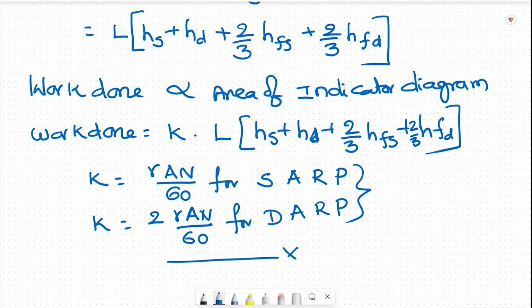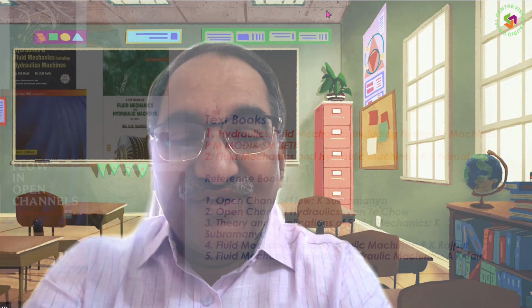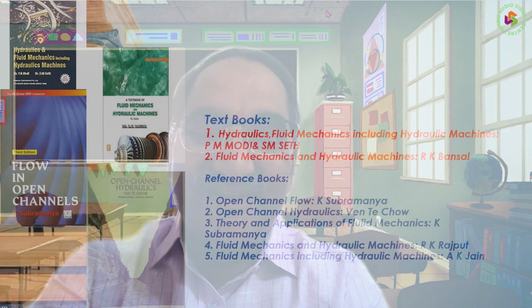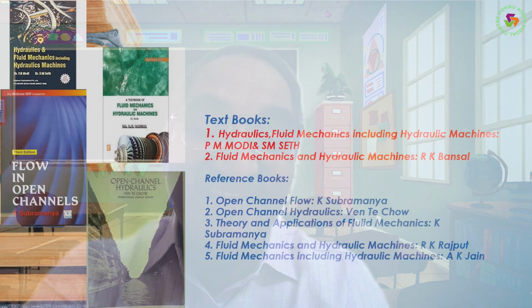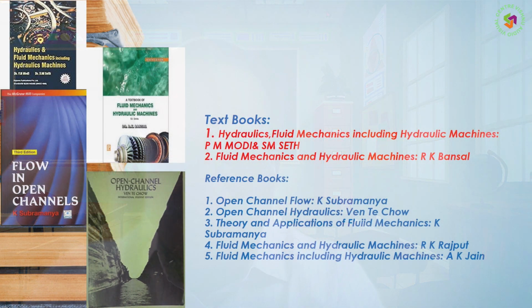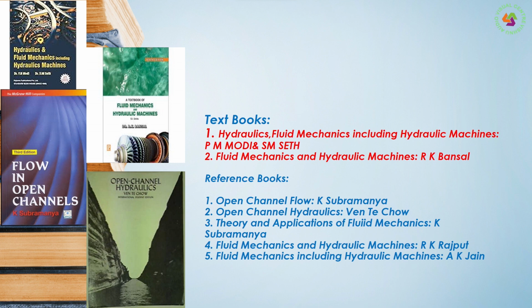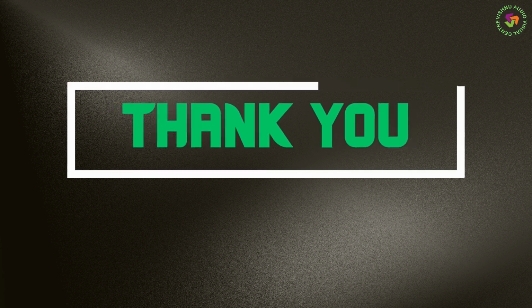So this is concluded here with the work done equation. We have completed the indicator diagram. On the indicator diagram, we covered the effect of acceleration pressure head and friction loss, and finally, we linked that to derive the equation for the work done.